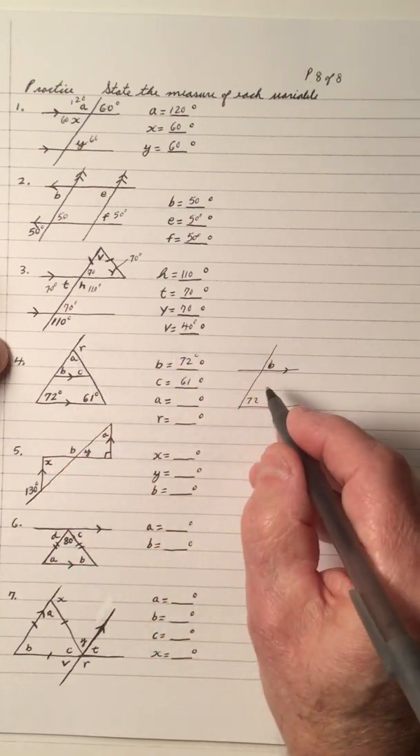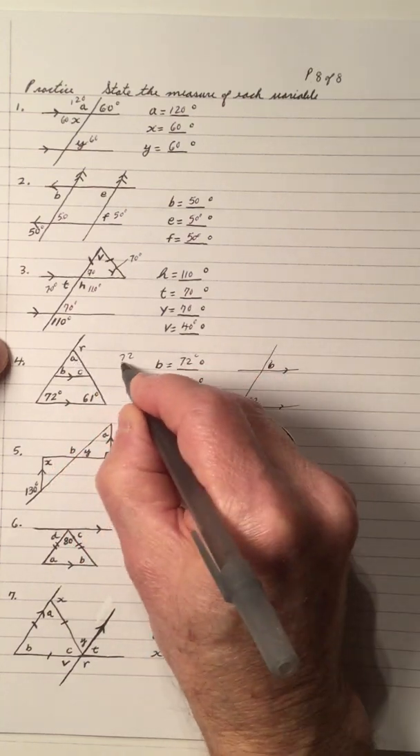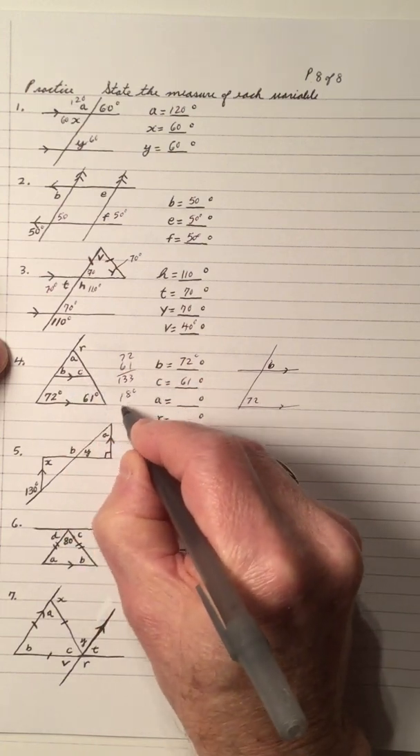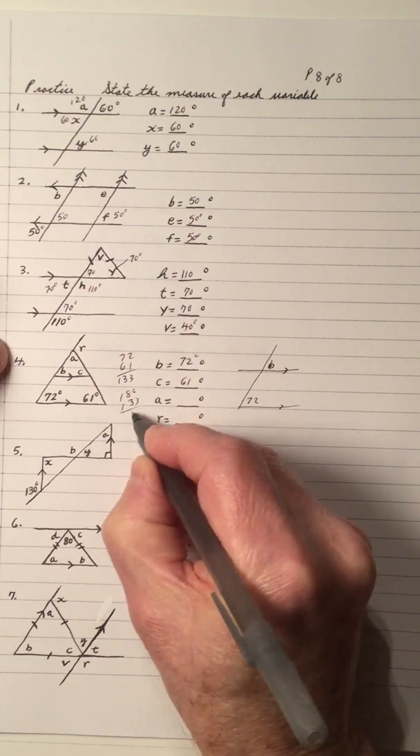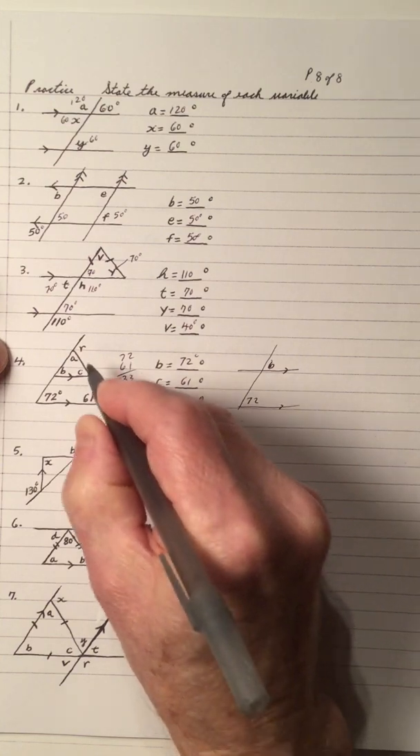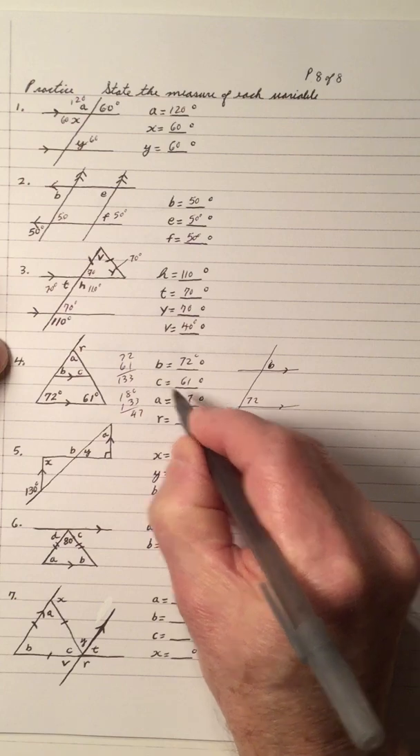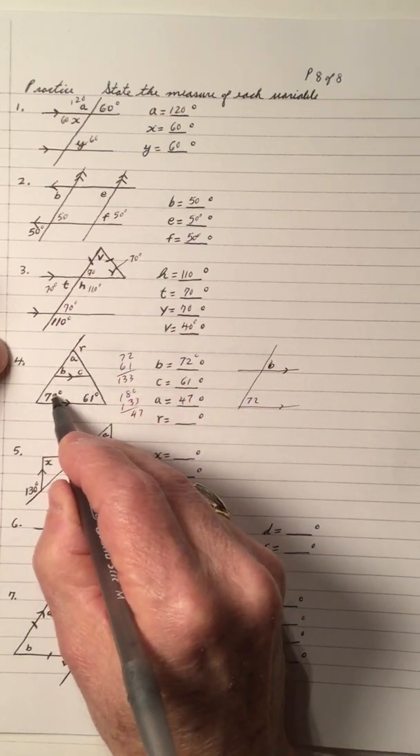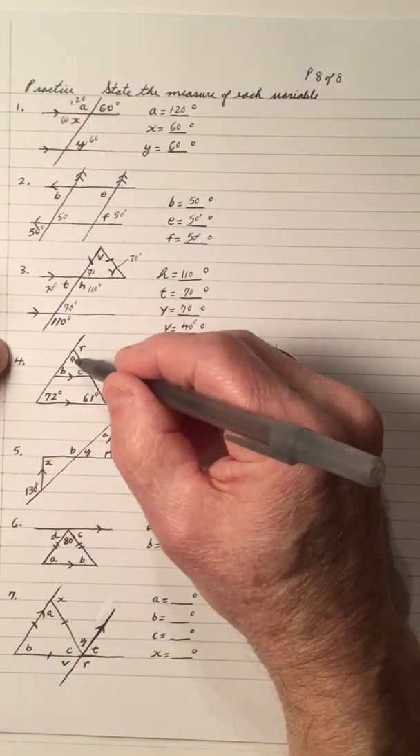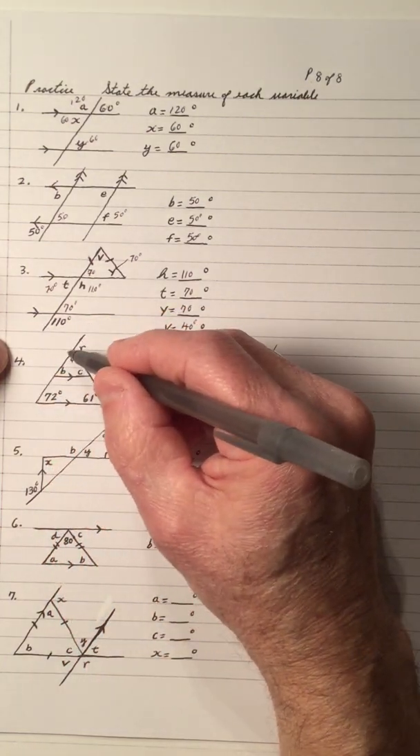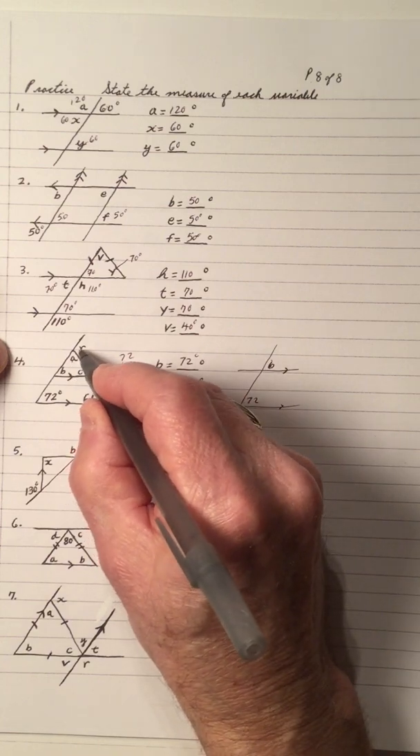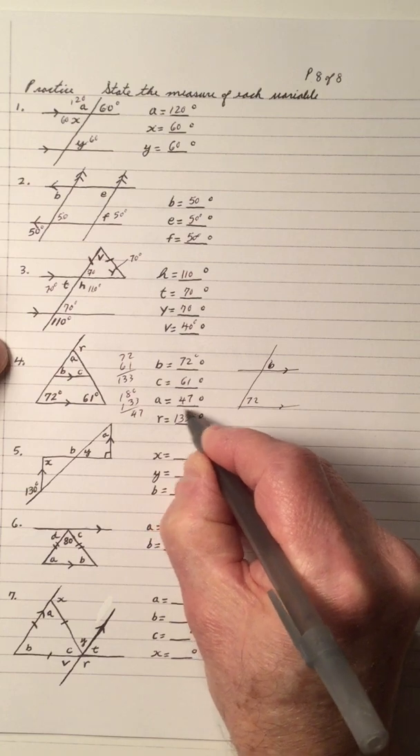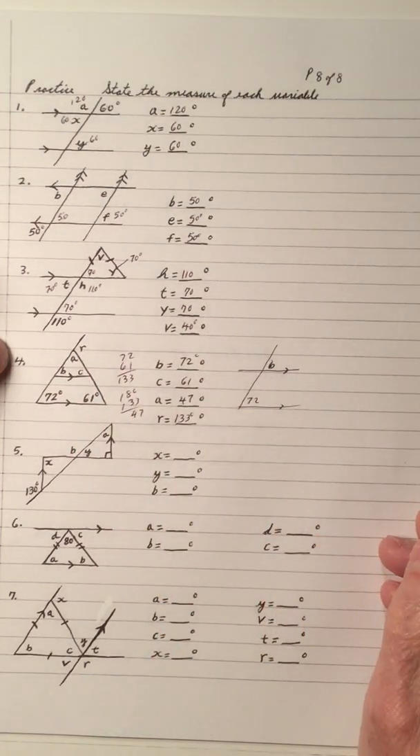A is 72, add on 61 is 133. That means 180 minus that gives me 47. So A is 47 because the angles of a triangle add up to 180. Or you can take 61, 72, and 47 in this big triangle. And if that's 47, then this angle here is 133 because that's a straight angle.